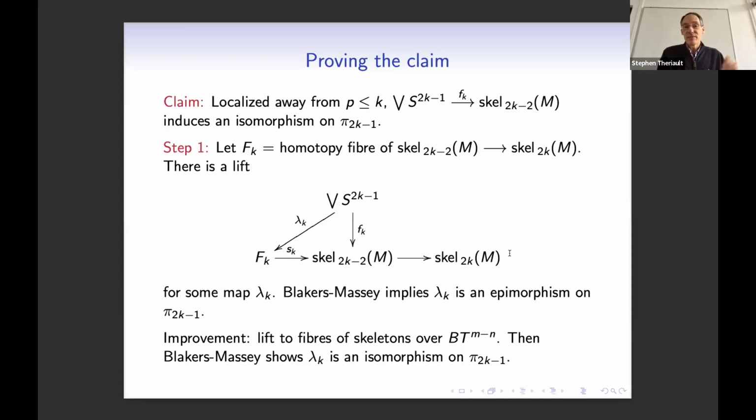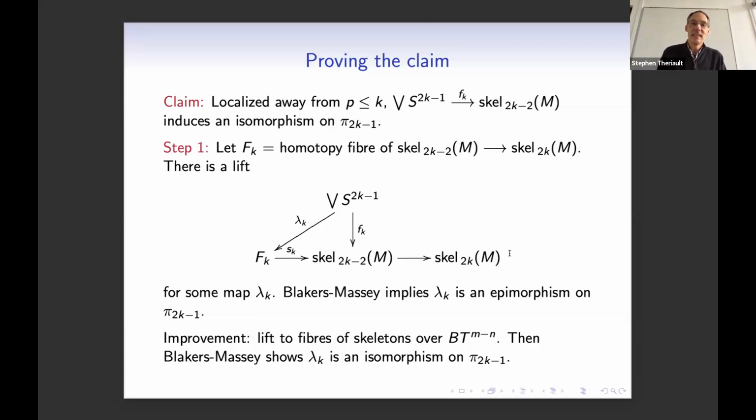And your attaching map f k is lifting upstairs to this fiber, and because of that extra dimension of connectivity, you can look at a Blakers-Massey type argument upstairs at the level of the fibers and show that if you play around a little bit, the map that you would get from the wedge, the map lambda k, can be chosen to be an isomorphism on pi 2k minus 1.